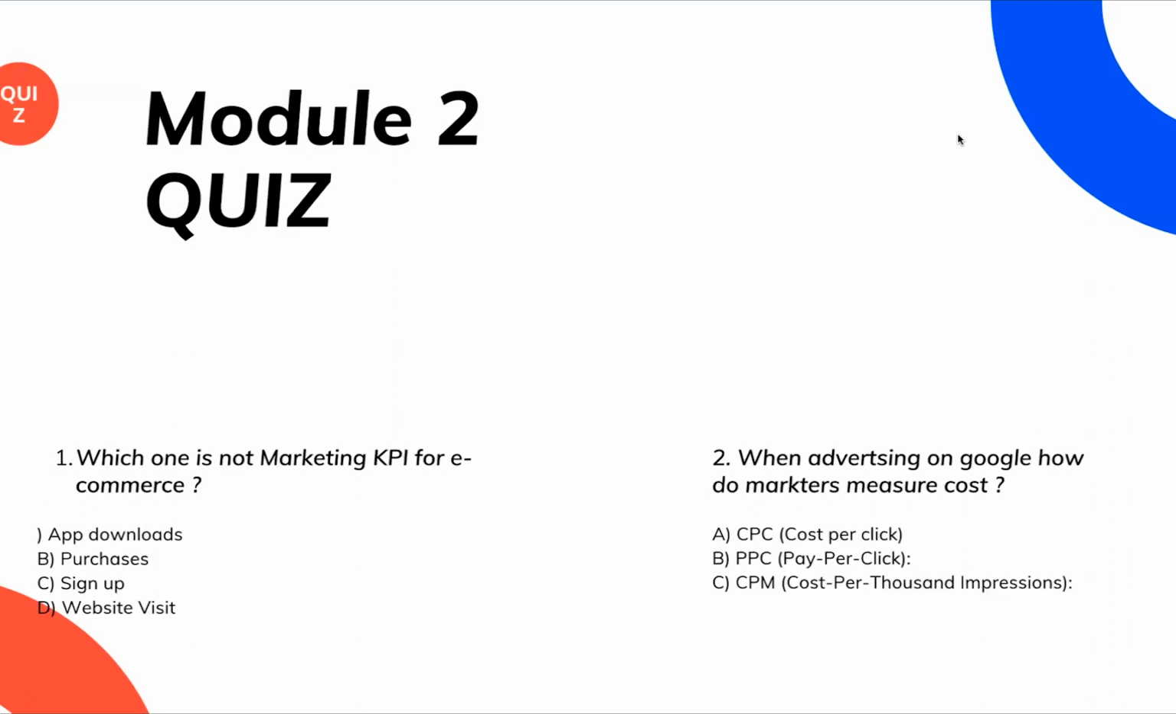Website visit is not an actual marketing KPI because if somebody only comes to your website, it does not mean anything for your business. So you're not going to track how many people visit. You want to track how many actions are taken on your website.